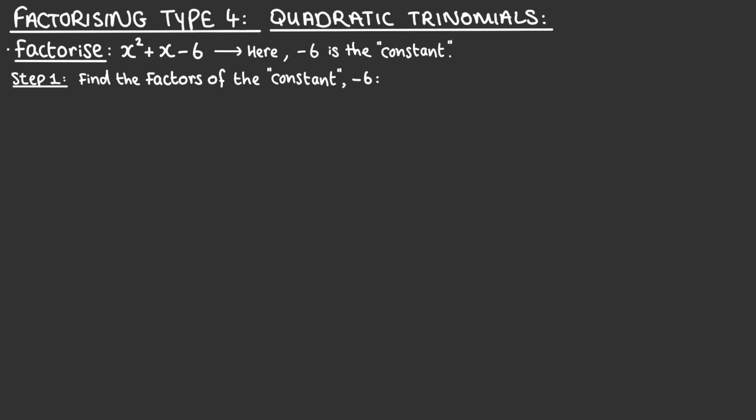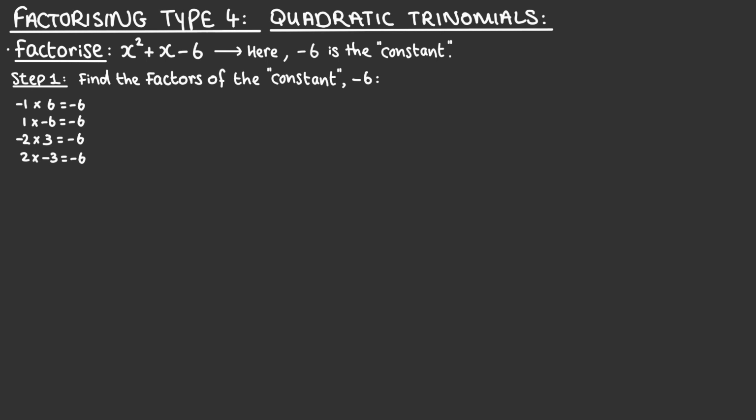The reason that minus 6 is the constant is because it never changes. Any number being multiplied by a variable, in this case x, does change because x can take any value. So we can list out the factors of minus 6. If we multiply minus 1 by 6, we get minus 6. In the same way, if we multiply 1 by minus 6, we get minus 6. If we multiply minus 2 by 3 or 2 by minus 3, we also get minus 6. So here we have listed all of the factors that make up the constant of the quadratic trinomial.